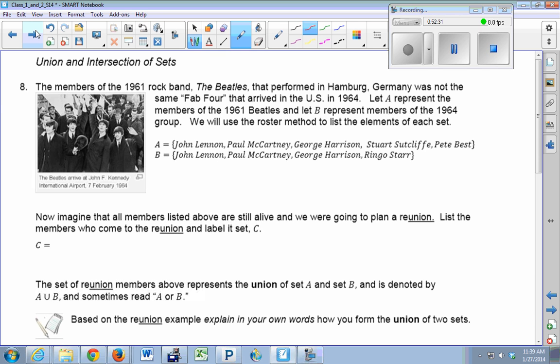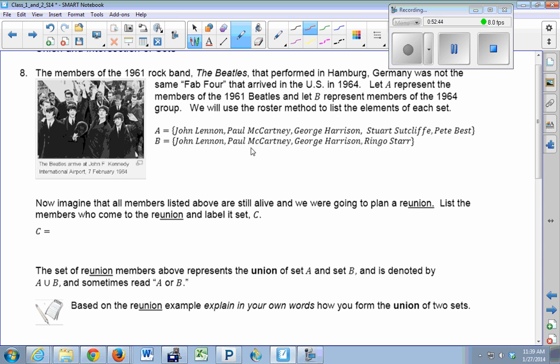I want you to imagine that all members of the Beatles above are still alive. They're not all still alive, but imagine this. And we're going to plan a reunion. Notice I'm underlining union. Reunion. List the members who would come to the reunion and label that as set C. I'm going to write what you tell me, so tell me how I start off here.